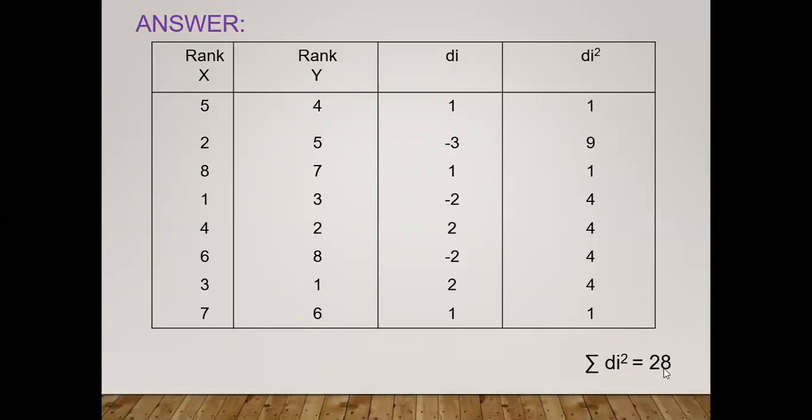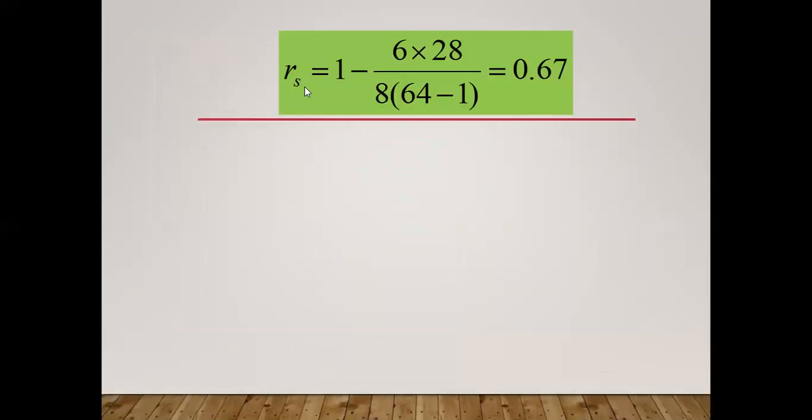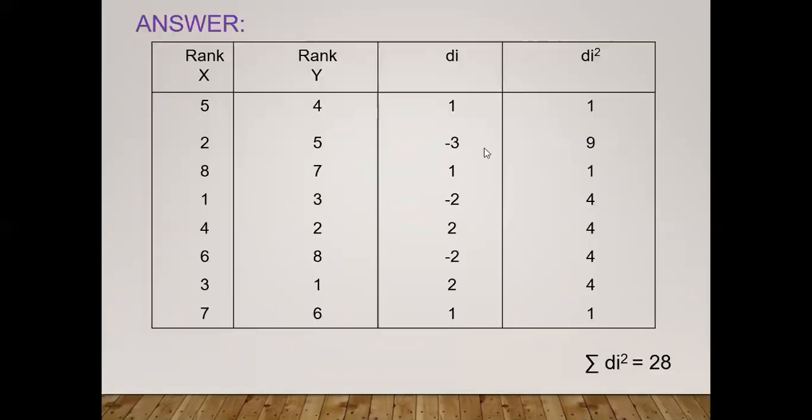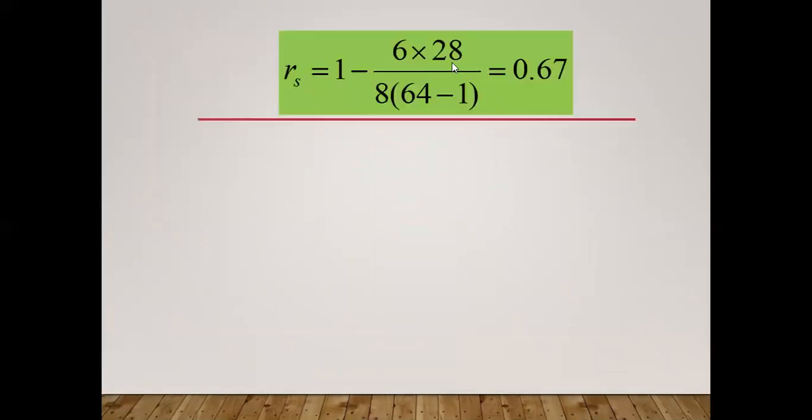So then we put here, RS is equal to 1 minus 6 times the summation of DI square. The summation of DI square is 28. So we put that here, over n times n square minus 1. There are 8 observations, that's why n is equal to 8. So 8 square is 64, and then we get 0.67.